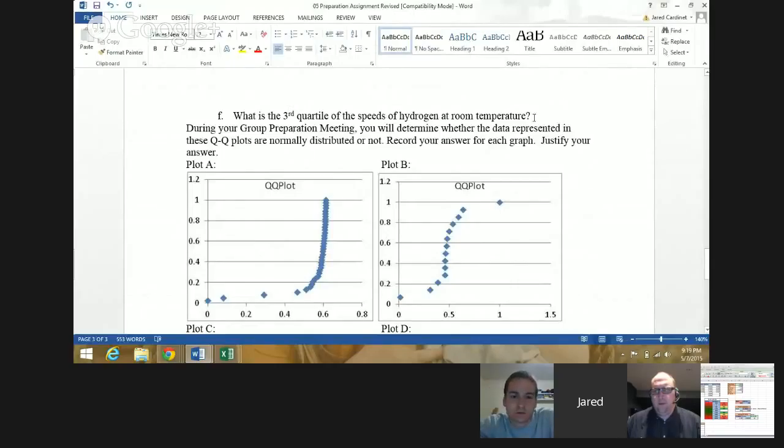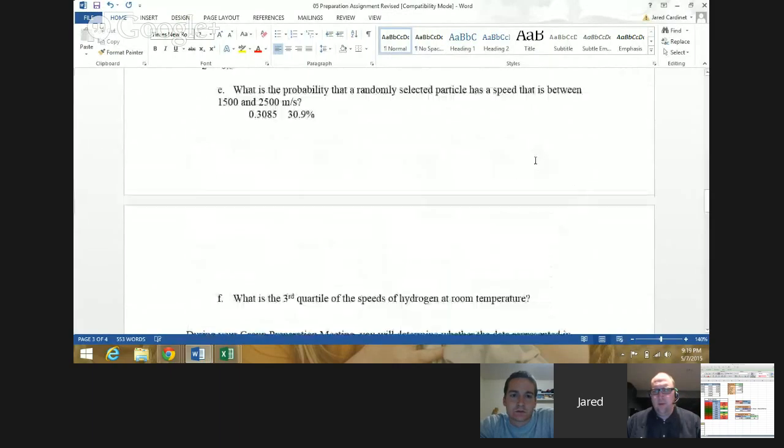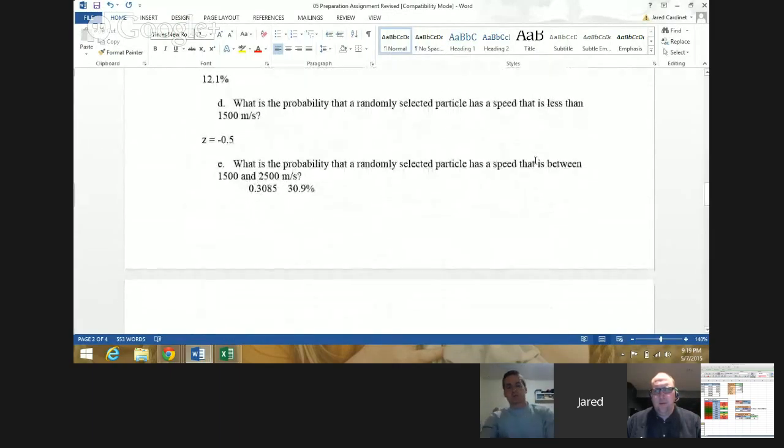Okay. What is the third quartile of the speeds of hydrogen at room temperature? Wait, we missed the E. What's the problem? The probability that a randomly selected particle. Oh, I accidentally typed that in the wrong thing. I thought we just did it. So we already have the two values.